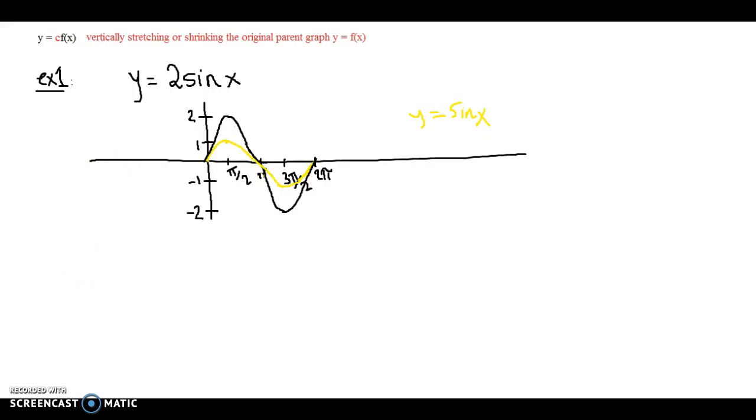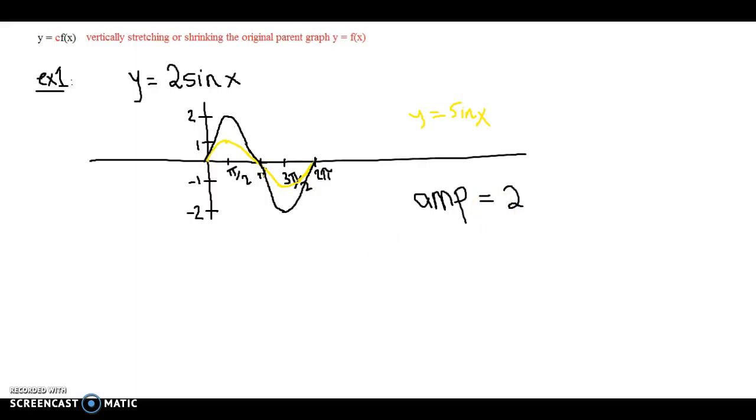The zeros didn't change. All the zeros are the same. The only thing that actually changed is the amplitude. So the amplitude is now, instead of 1, it went up to 2. The period is still 2 pi. So all the values are basically doubled. All the y values are doubled, so the x values stayed the same.